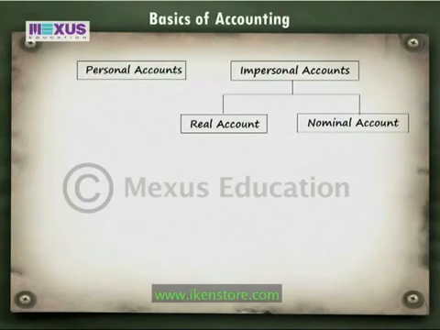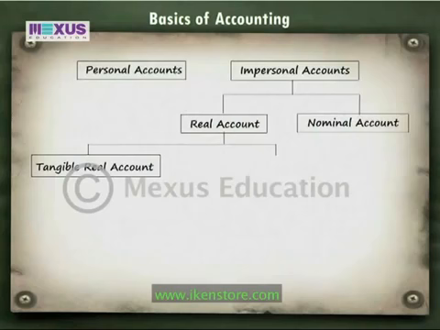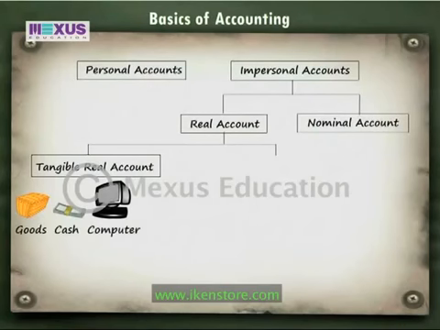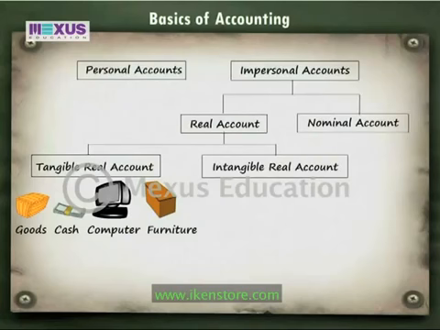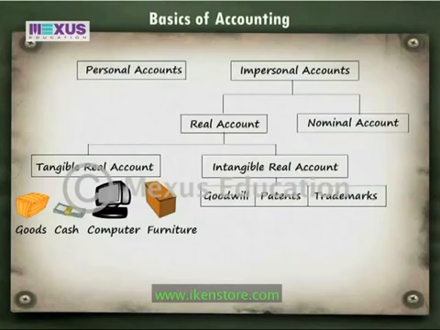Real accounts assume the following forms: tangible real accounts. These accounts consist of assets and properties which can be seen, touched, felt, measured, purchased, and sold. Intangible real accounts. These accounts consist of assets and properties which cannot be seen, touched, or felt, but they are capable of measurement in terms of money. We belong to the tangible family. We belong to the intangible family.